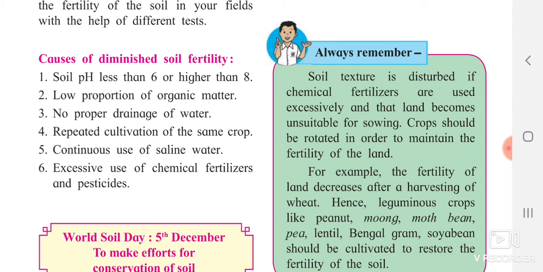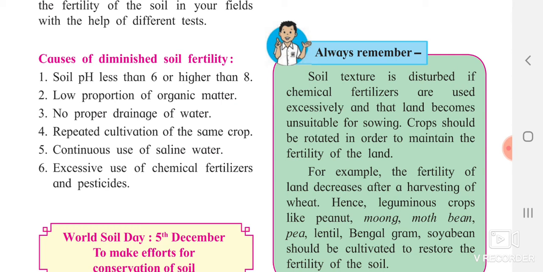Repeated cultivation of the same crop. If you grow the same crop again and again on the same land, for example, if you are cultivating rice on that only land for a number of years, the soil fertility will be reduced. Try to grow some other crop alternately, like this time rice, next time groundnut, again rice, again groundnut. So that is why the fertility will be maintained.